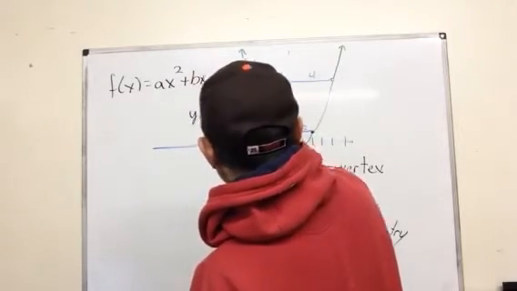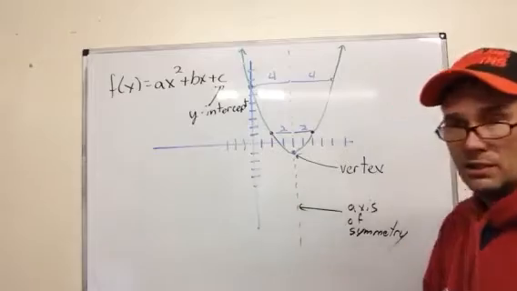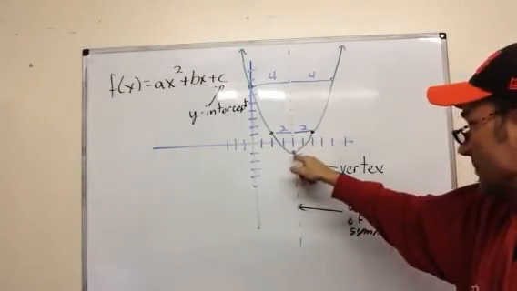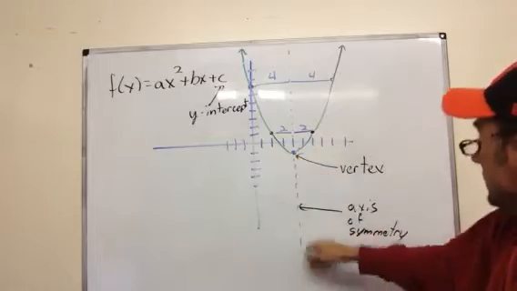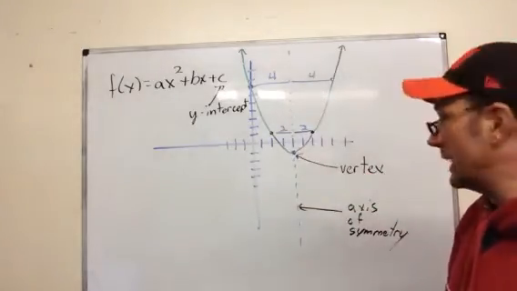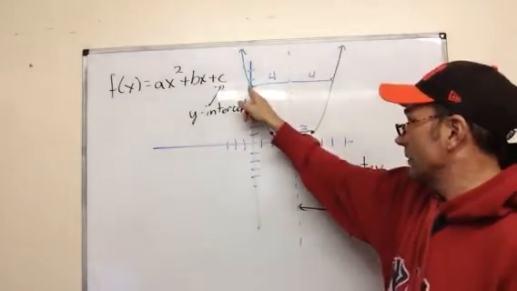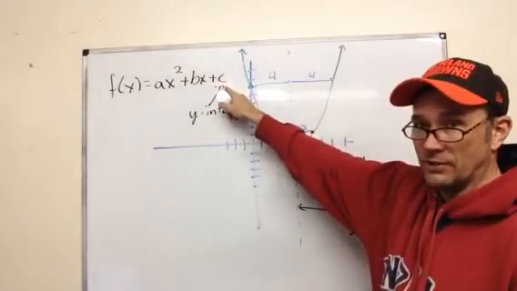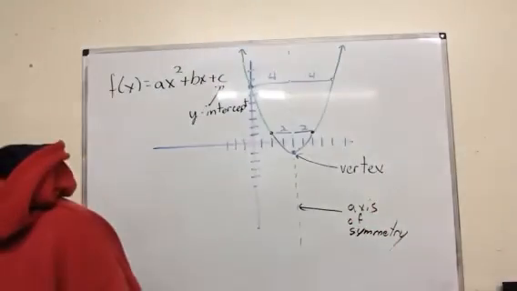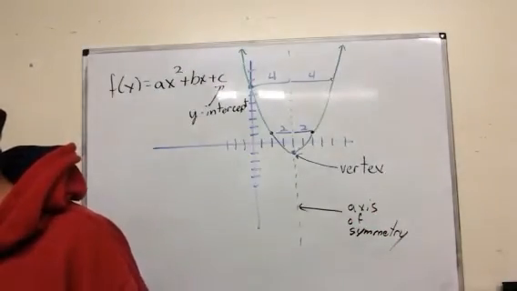So you might want to copy this little scenario down so you know that the vertex is the maximum or minimum point. The axis of symmetry goes right through the vertex in a vertical line. And we need to find the y-intercept, which is our c value. All these are important things when we start graphing or looking at quadratic functions.